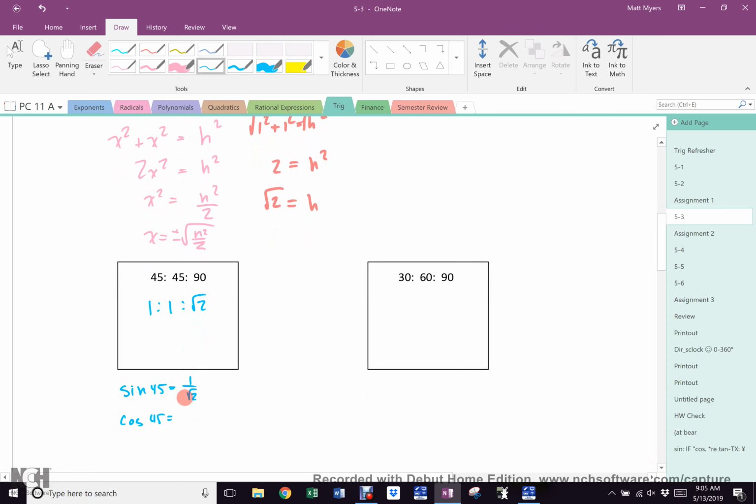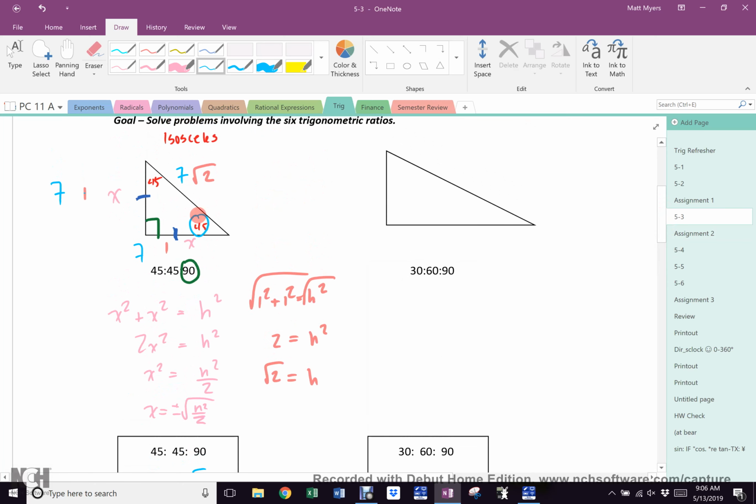He waited patiently. But you don't need to memorize it, Joshin, because you know this. No, Joshin, you do. There's 45, right? Sine is opposite over hypotenuse. 1 over root 2.